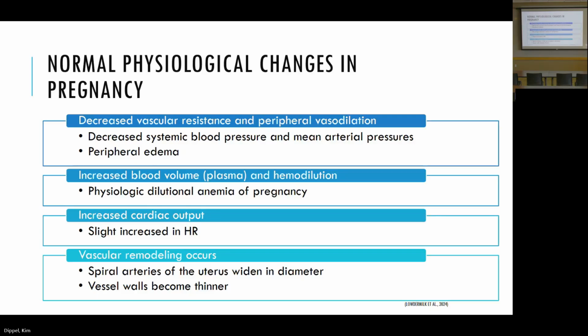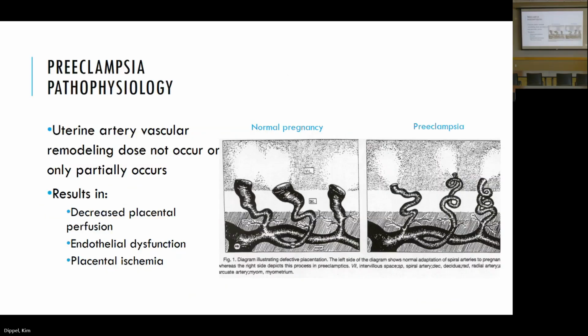They do have a slight increase in their heart rate due to the increase in cardiac output. And something that we're not always real familiar with, but in pregnancy, you have vascular remodeling. That's when the spiral arterioles of the uterus widen in diameter, and those vessel walls become thinner. The next slide shows you a pictorial. I happen to be a visual learner, and the picture on the left is normal pregnancy. So you can see with my cursor here that these are the vessels, and then how they widen, kind of like a Dr. Seuss picture here.